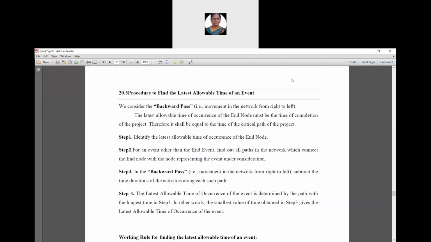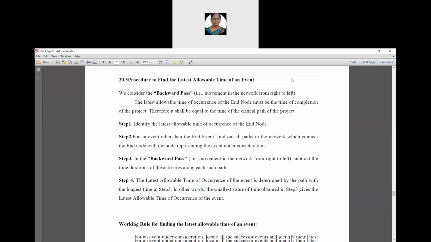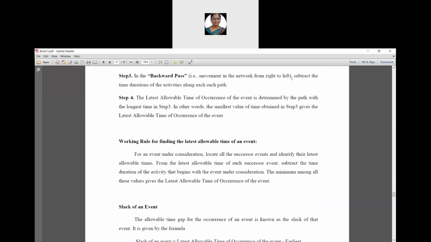Okay. Then the next step is the latest allowable time of occurrences of the event is determined by the path with the longest time in step 3. In other words, the smallest value of the time obtained in step 3 gives the latest allowable time of occurrences of the event. Okay. So next thing is working rule for finding the latest allowable time of an event.